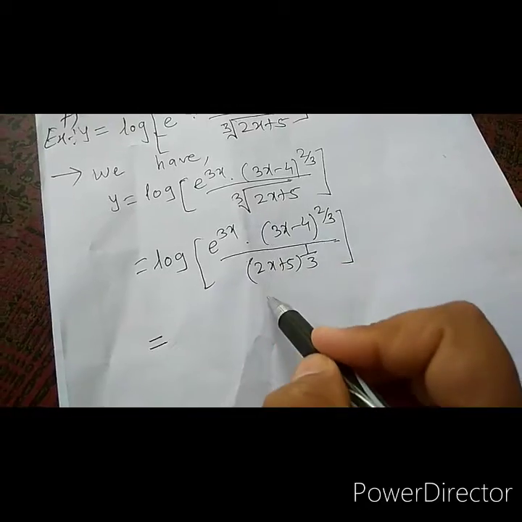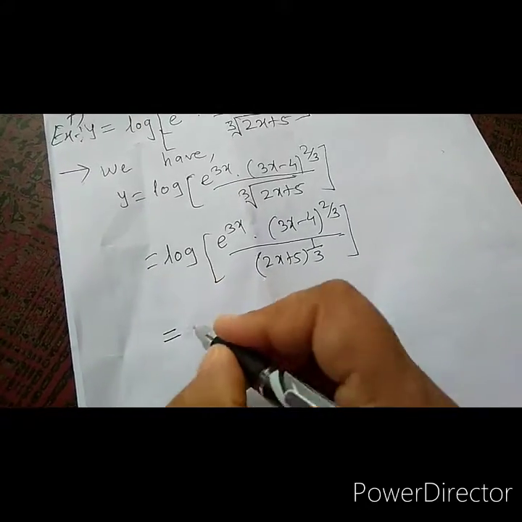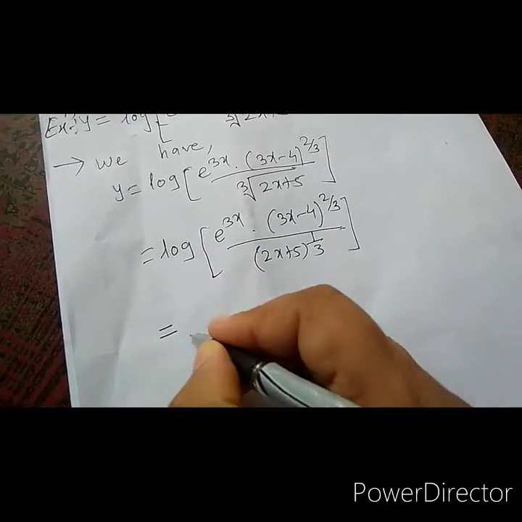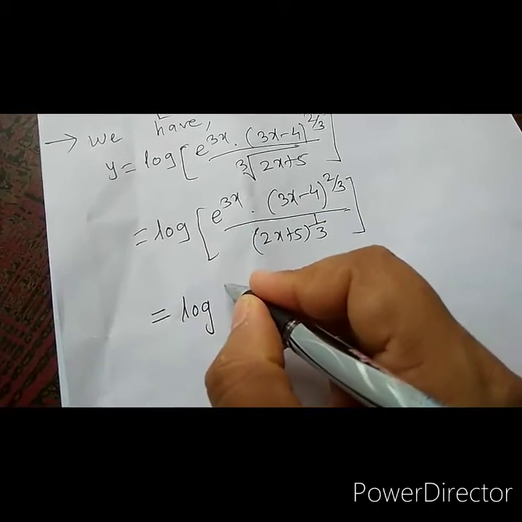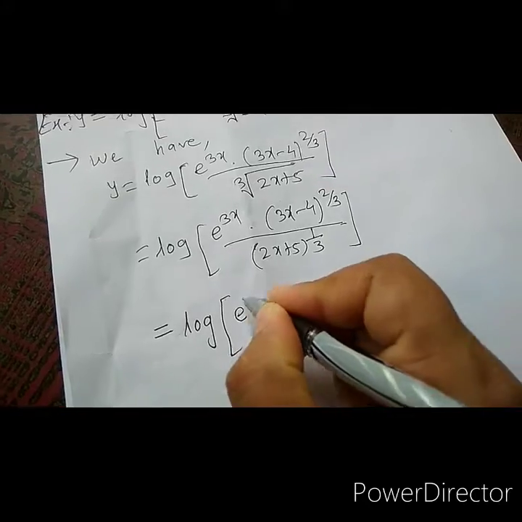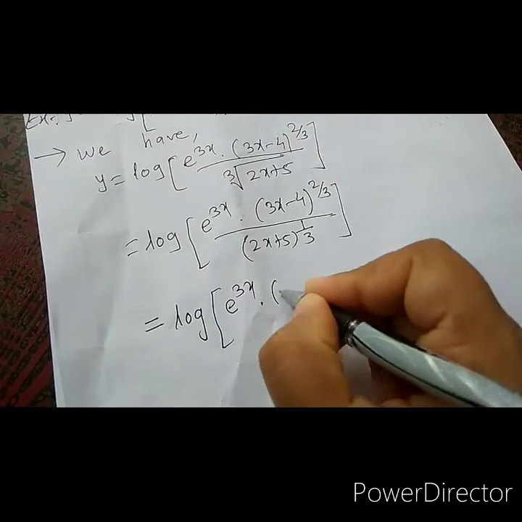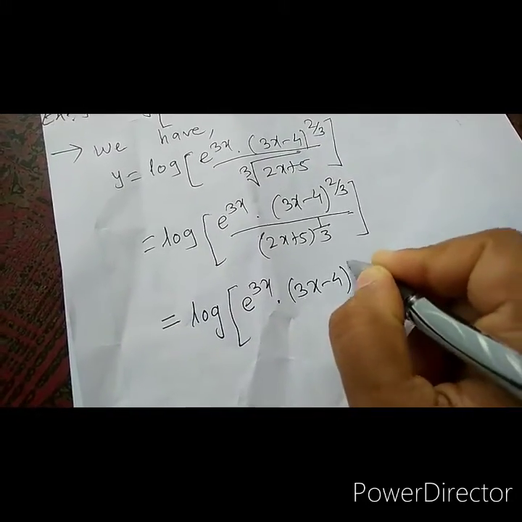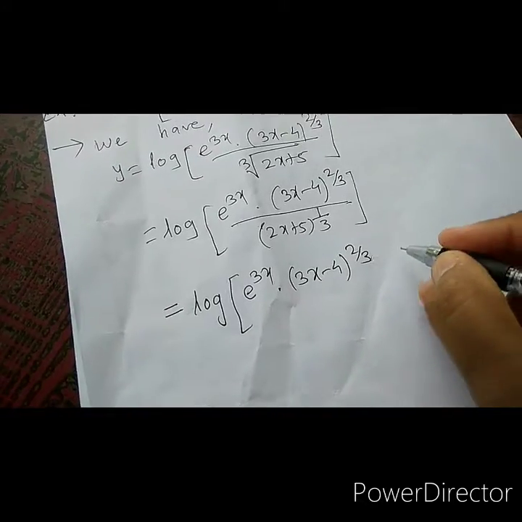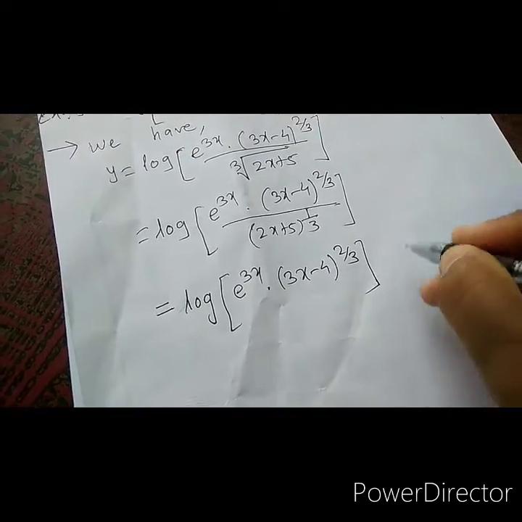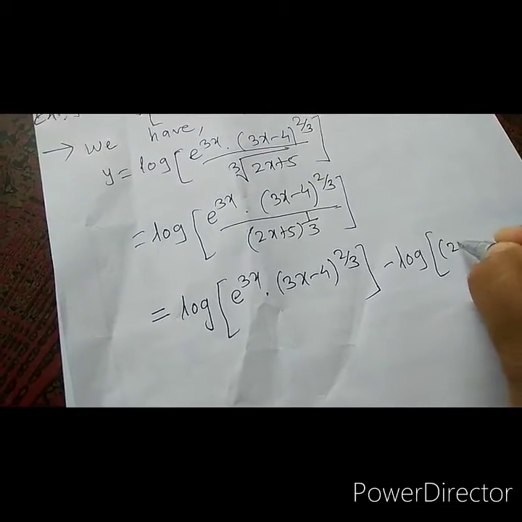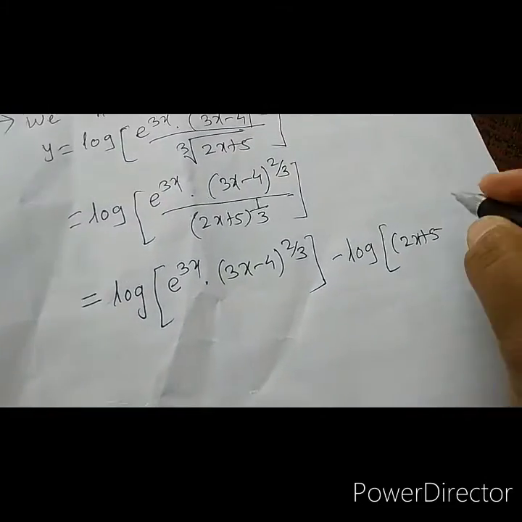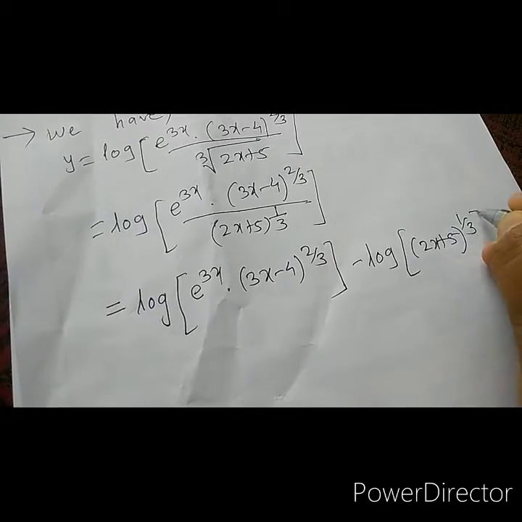Now two terms are divisible, therefore by using log we can distribute log to each term. Log of e raised to 3x into (3x minus 4) raised to 2 upon 3, minus log of (2x plus 5) bracket raised to 1 upon 3.